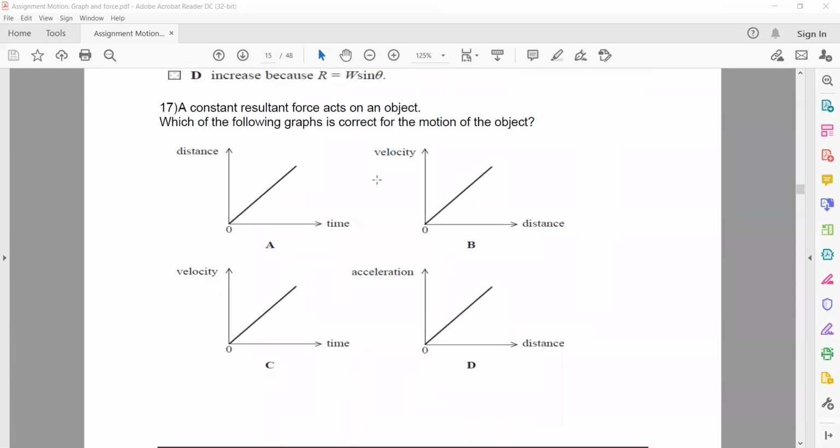A constant resultant force acts on the object. Which of the following graphs is correct for the motion of the object? When there is a constant force, there should be a constant acceleration. And constant acceleration means the slope should be constant for a velocity time or speed time graph. So which graph has a constant slope? For the velocity time graph, the slope is constant. It means this has a constant acceleration, and constant acceleration means there is a constant resultant force on it.